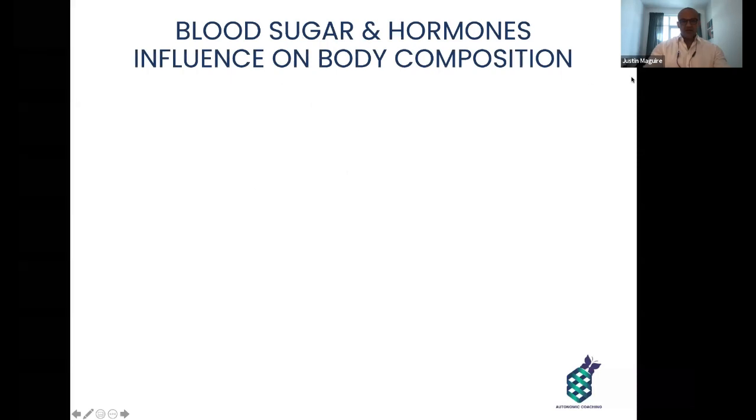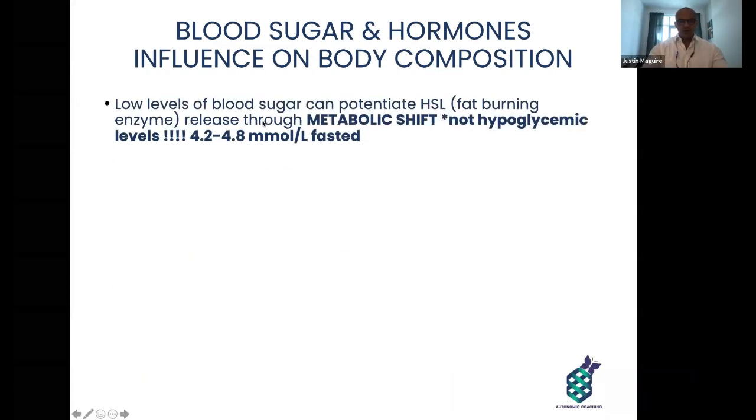So the next section is blood sugar and hormones' influence on body composition. Low levels of blood sugar can potentiate the release of hormone-sensitive lipase, which is a fat-burning enzyme released through a metabolic shift. Note, however, when we say low levels, we're not talking hypoglycemic levels. We're talking levels between 4.2 and 4.8 millimole per liter in a fasted state.